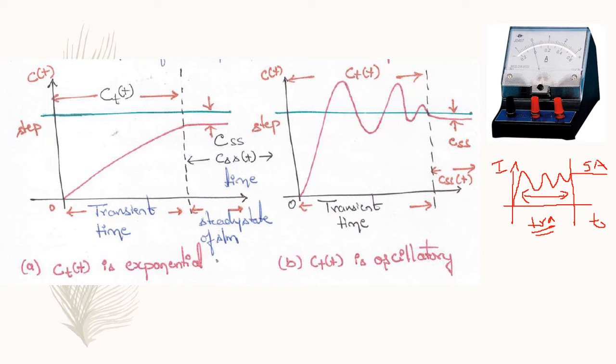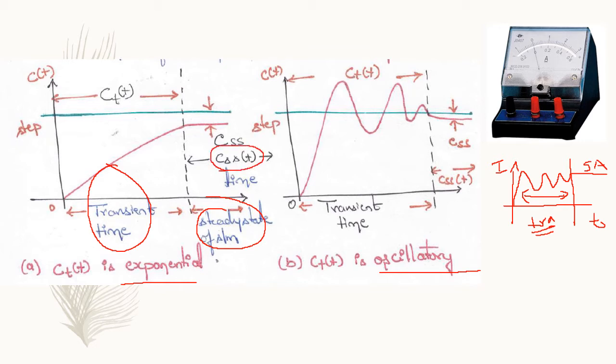From the previous slide, as we know, in a system there are two components. The transient exists in either exponential or in oscillatory mode. So this first diagram, figure A, shows the exponential, and C of t, that is the total time response, is the sum of transient plus steady state. Now this exponential rise is nothing but the transient duration, and this is the steady state duration.